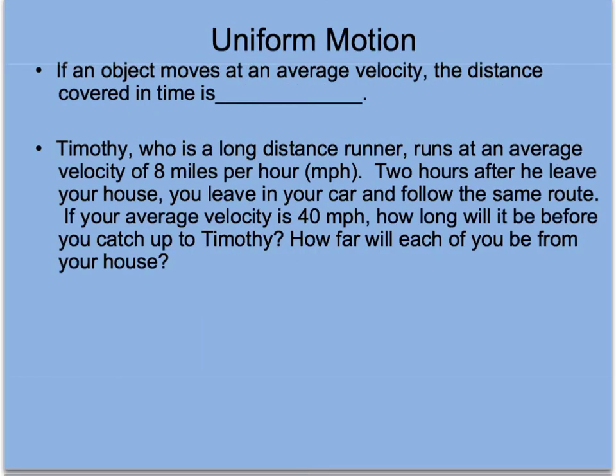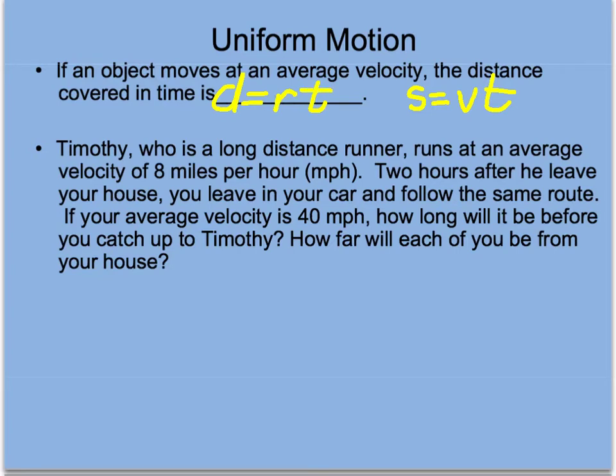Okay, next is uniform motion. It says if an object moves at an average velocity, the distance covered in time is, sometimes this is referred to as S equals VT, where S represents distance, V represents velocity, and T represents time. Other times you'll notice this as distance equals rate times time as well.